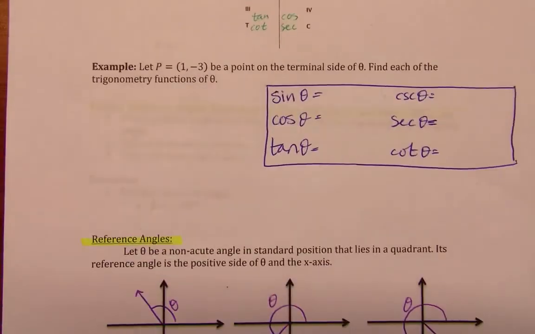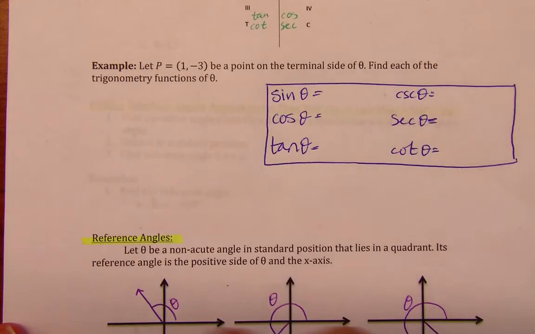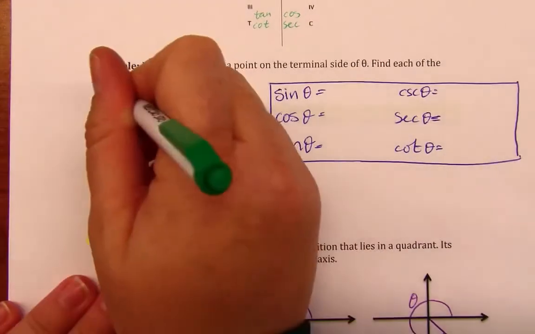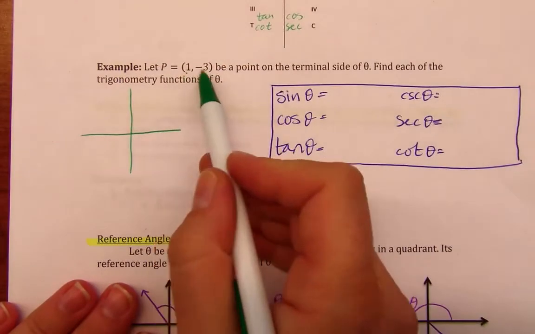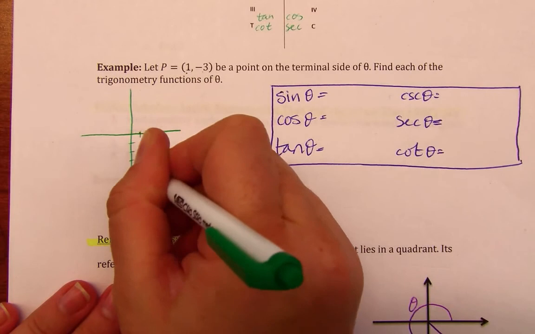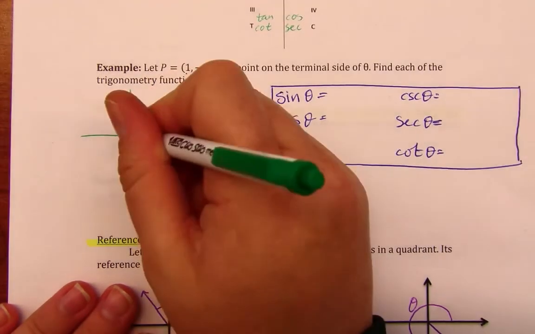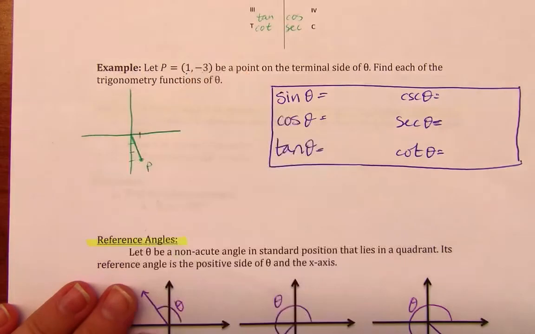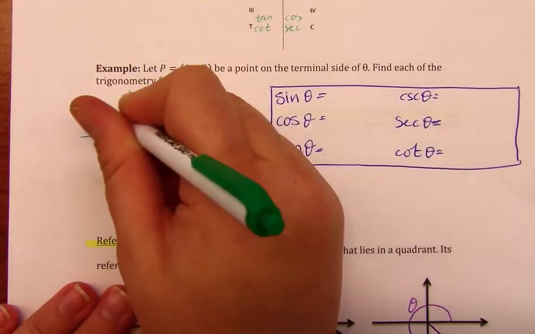So let's look at our first example. Now we have some point here, and again, it's not the unit circle. So what I'm going to do is just start to draw that angle. Well, the point (1, -3) would be 1 and -3. That's our point P. So it's in quadrant 4, and this is the terminal side, and this is our angle theta.